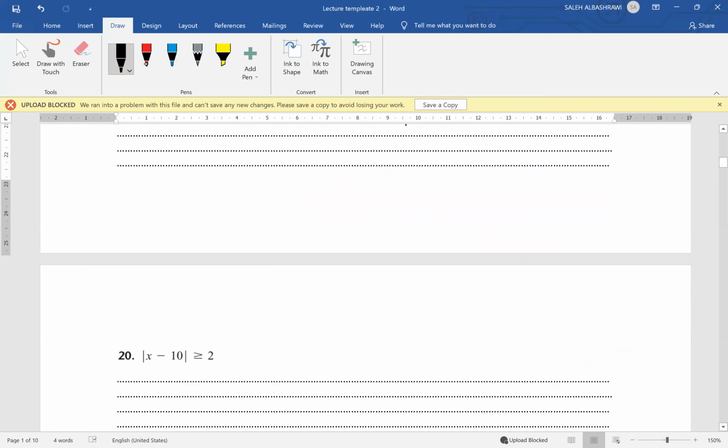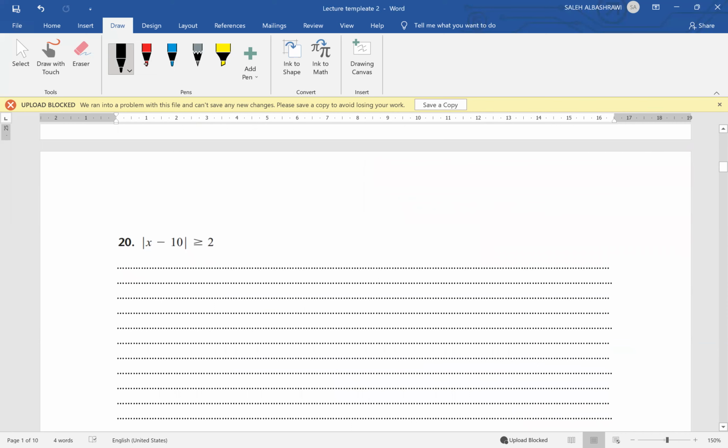Let's have another example. Absolute value of x minus 10 greater than or equal to 2. Again, I will have x minus 10 less than or equal to the negative 2, or x minus 10 greater than or equal to the positive 2. Now solve each one separately. I will have x less than or equal to minus 2 plus 10. That will be x less than or equal to 8.